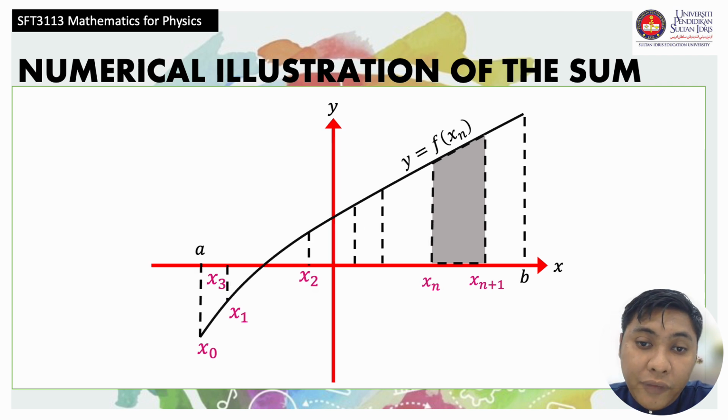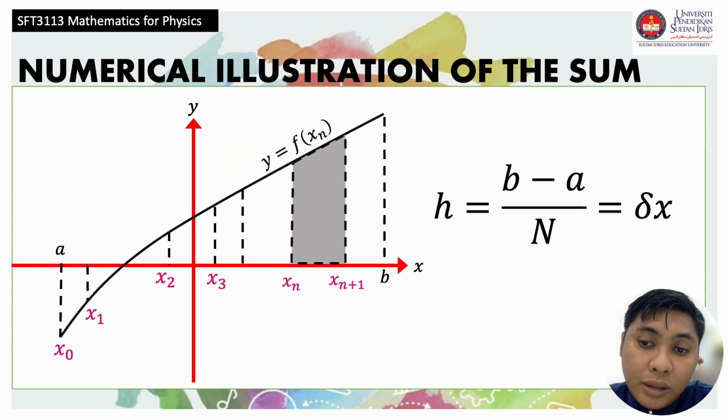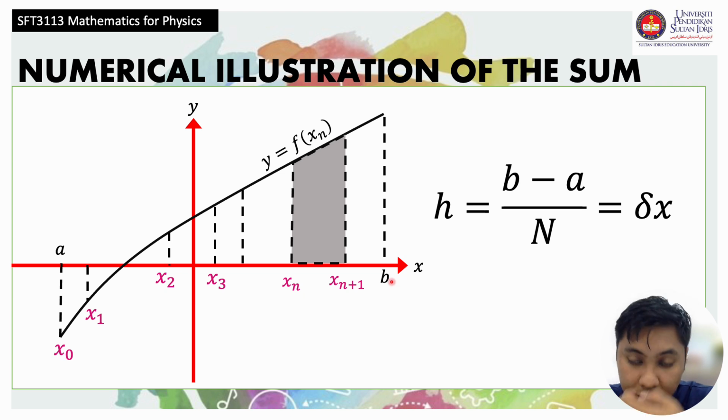Before that, like I mentioned before, the derivative of x is equal to b minus a over n. This is the total range from a to b, over n, where n is the number of fringes. So instead of using the derivative of x, we use h.